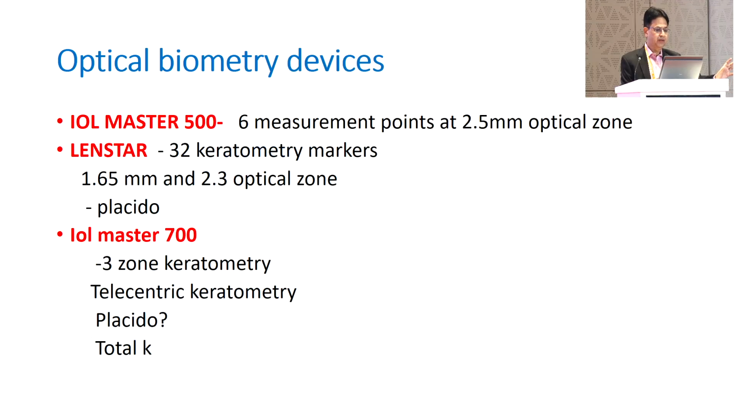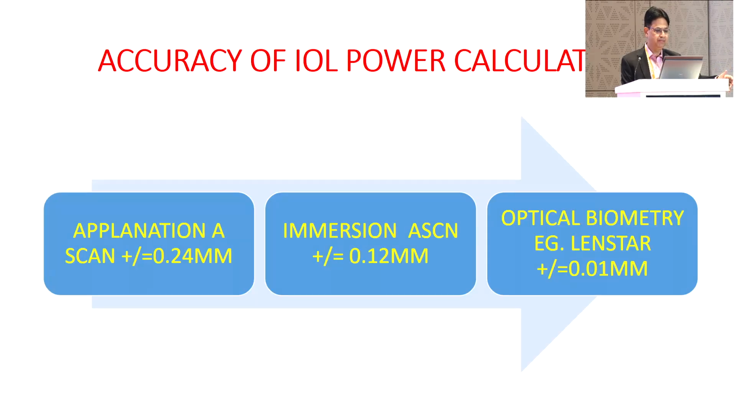So the important point for us is to use the optical biometry according to your pocket budget. But still I'll say, even if you want to go for premium lenses, you should go for the optical biometry. Because the previous speakers have already spoken about it, like ablation, there is an error of 0.24 millimeter, and the least error is, I'll say, the optical biometry.